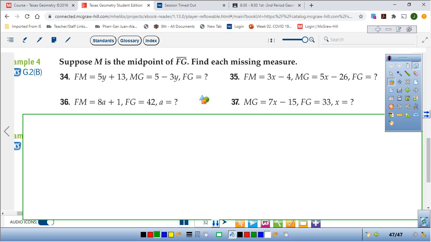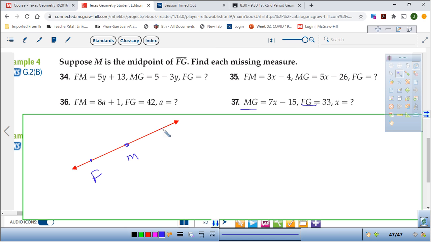Okay, so the directions right here: suppose M is the midpoint of FG. Find each missing measure, sorry. So MG, and for each one of these drawings, we know that M is the midpoint. I'll put M here, on FG. Try to make it look pretty symmetrical or even. And there it is. MG is here. I'll let you do this on your own.